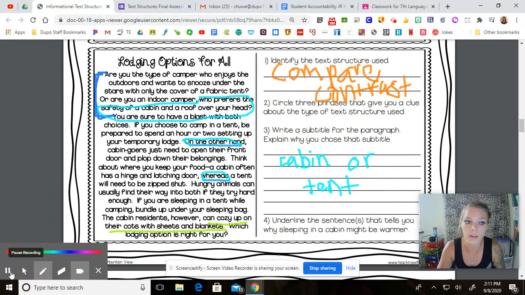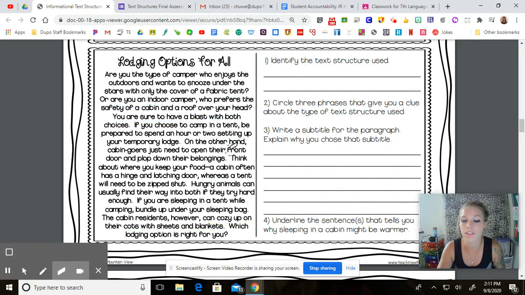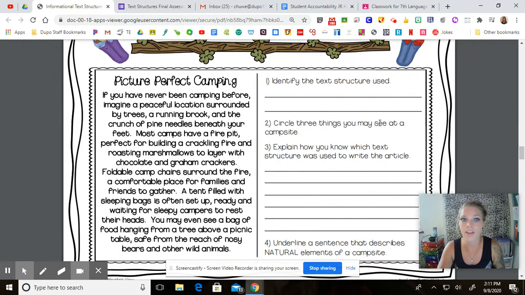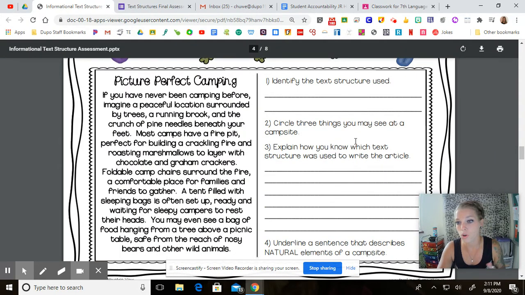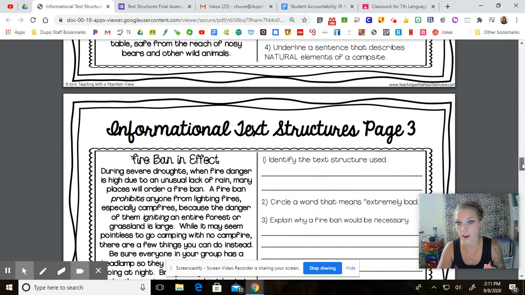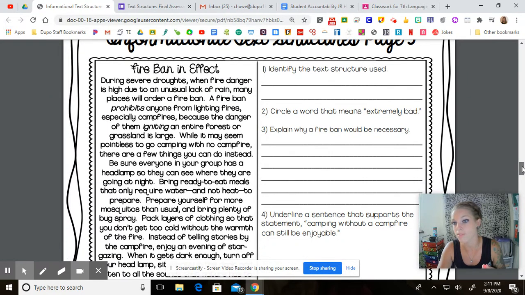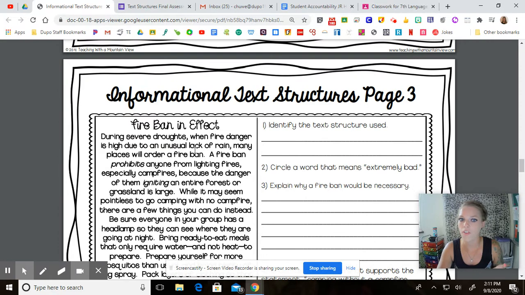There may not always be one, but when you're actually working on your own, I would like for you to try and find a signpost in these next two. So the two I want you to practice on your own are going to be being prepared while camping and then picture perfect camping. Do those two on your own, and then you do have one that is going to be your exit slip. It's called Fire Ban in Effect. So talking about some fire in that one. If you have any questions, email me. Otherwise, make sure you complete the exit slip.